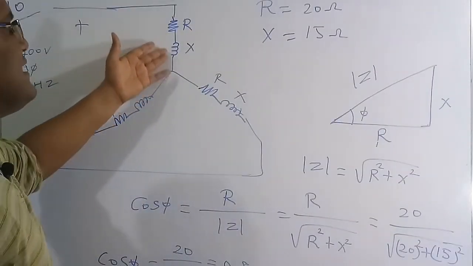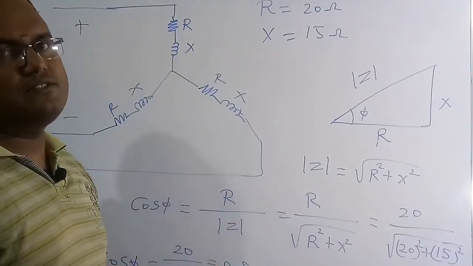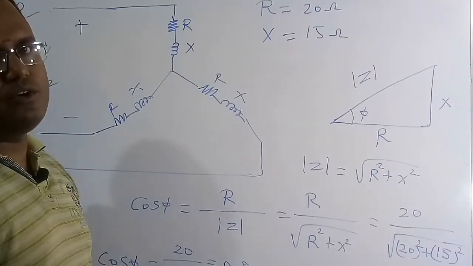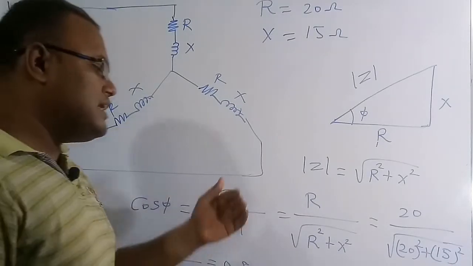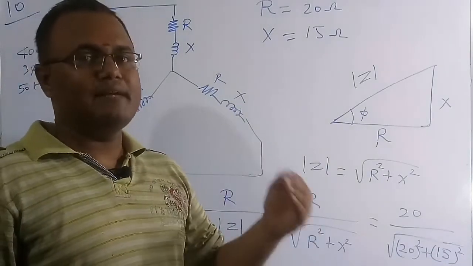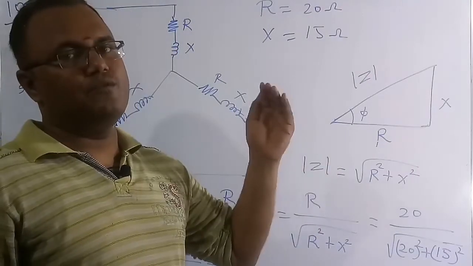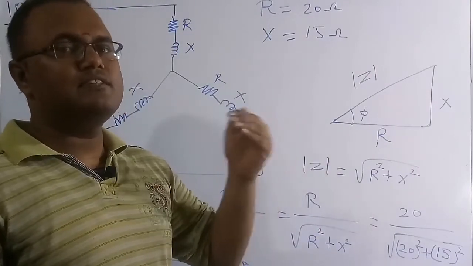There is only a resistor and inductor. There will be no capacitance. So definitely the current is going to lag the supply voltage, and therefore we can say that it is of lagging nature. Lagging nature means the current is going to lag the supply voltage, and leading means the current is going to lead the supply voltage. We are going to take the voltage as the reference.